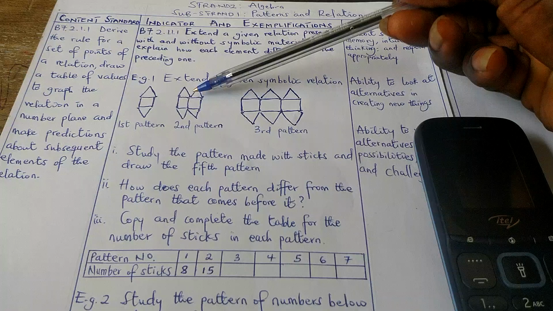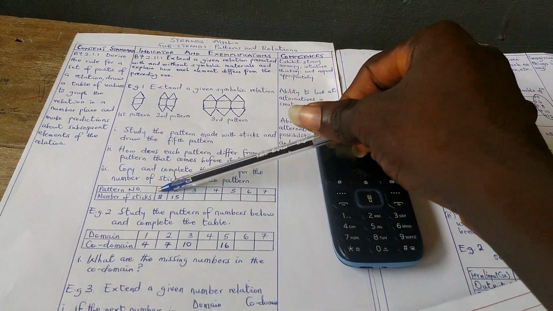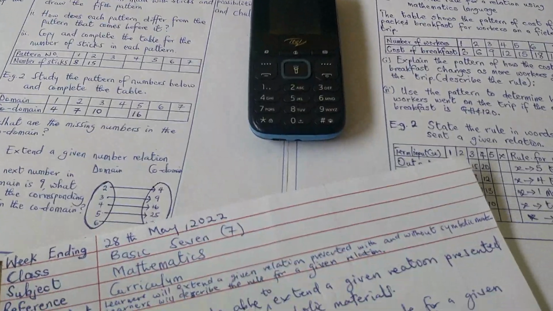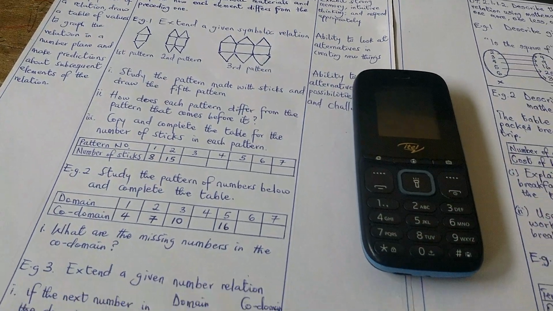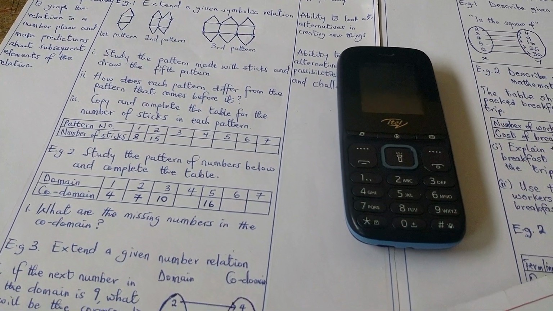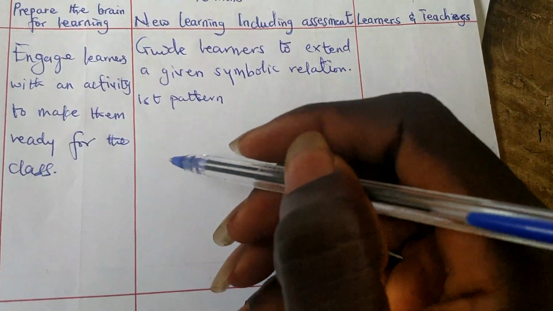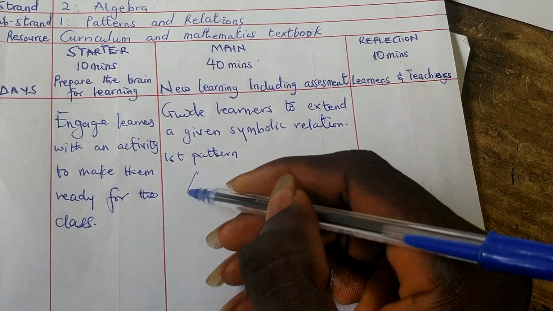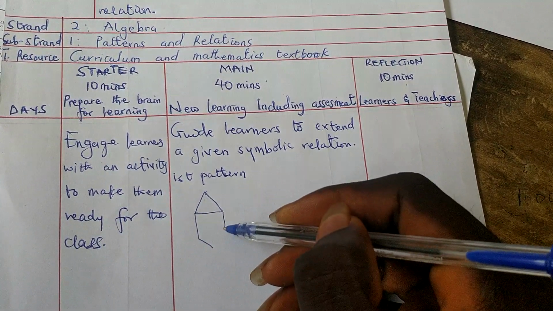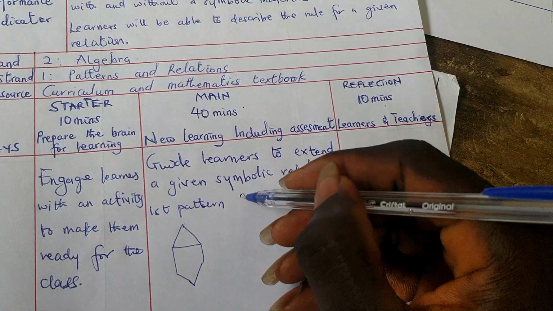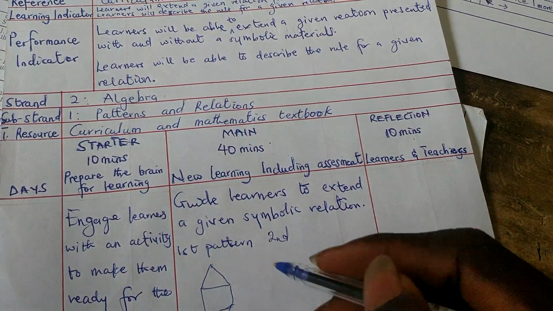So you can rewrite everything here, this thing. You can rewrite it there. Not all, but write what you can. So with the symbolic relation, we can draw the symbols that they've given us. When you look at the first pattern, they have something like this. When you come to the second pattern, they are having something like this.